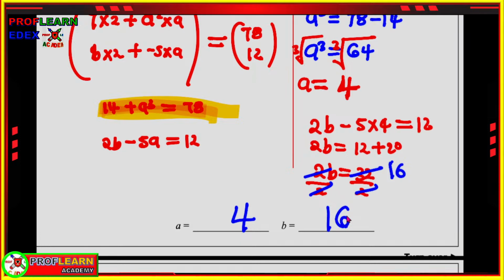So that is exactly what you are supposed to do in that particular question in order to earn the mark up to that point.